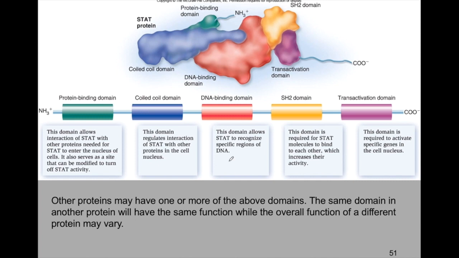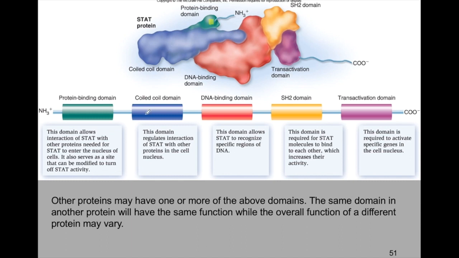So here we have our STAT protein up top, and the colors correspond to the colored portion up here. Here we have what's known as the protein binding domain. This region, this polypeptide, allows this region of the protein to interact with other proteins in order to be activated or to activate something else. It serves as a site that can turn the actual STAT protein itself on or off.